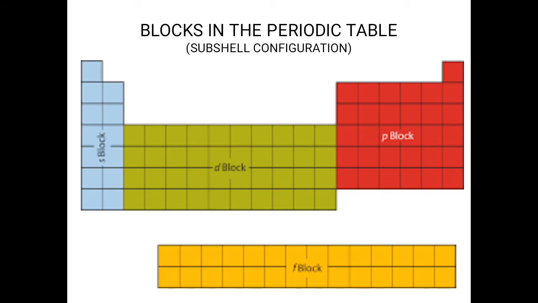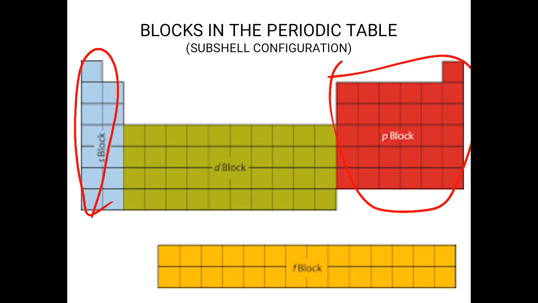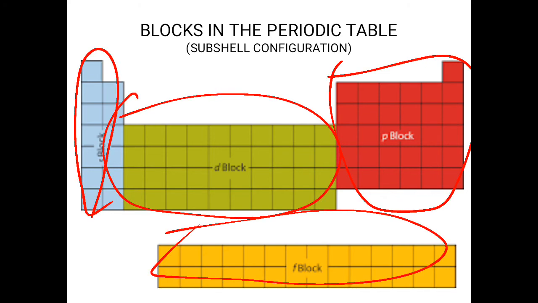Now again, we can also classify the periodic table according to outermost electronic configuration. If the elements have their electrons in the outermost S subshell, then they are classified in the S block. Similarly, here all the elements are placed because they have their outermost electron in their P subshell, D subshell and F subshell.